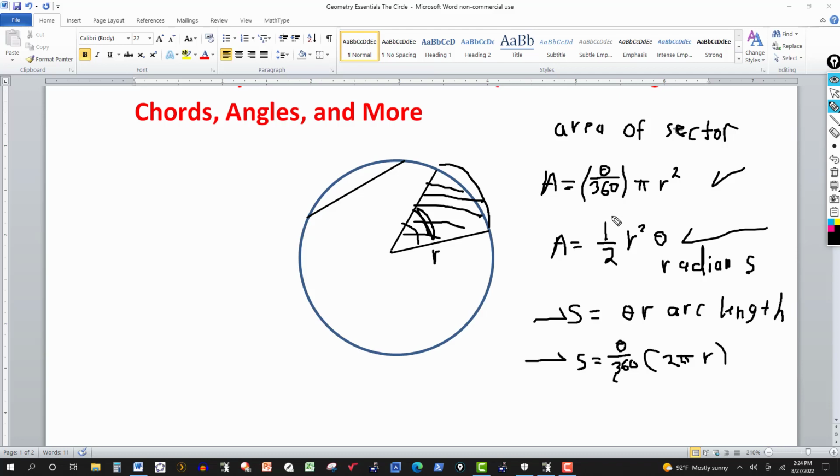Again, theta in degrees for the first one, and theta in radians for the second one over here. And if you want the length of an arc, for the first one, S equal to theta r. Theta has to be in radians. For the second one, theta over 360 times 2 pi r. Theta has to be in degrees.